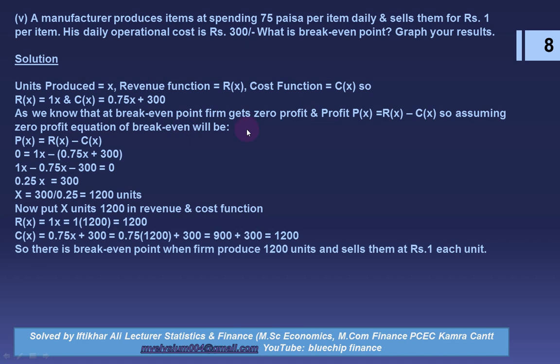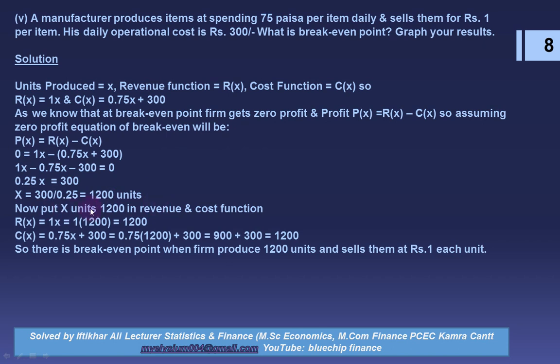As we know, at a break-even point a firm gets zero profit. So profit is always equal to revenue minus cost, and break-even is a point where profit is zero. So first of all, we write the function: profit equals revenue minus cost, and we put in the values. Always remember, the cost function must be written in brackets, because when we open it the sign will change. Our profit at break-even is 0, so after arranging this equation, 0.25x equals 300 and x will be equal to 1200 units.